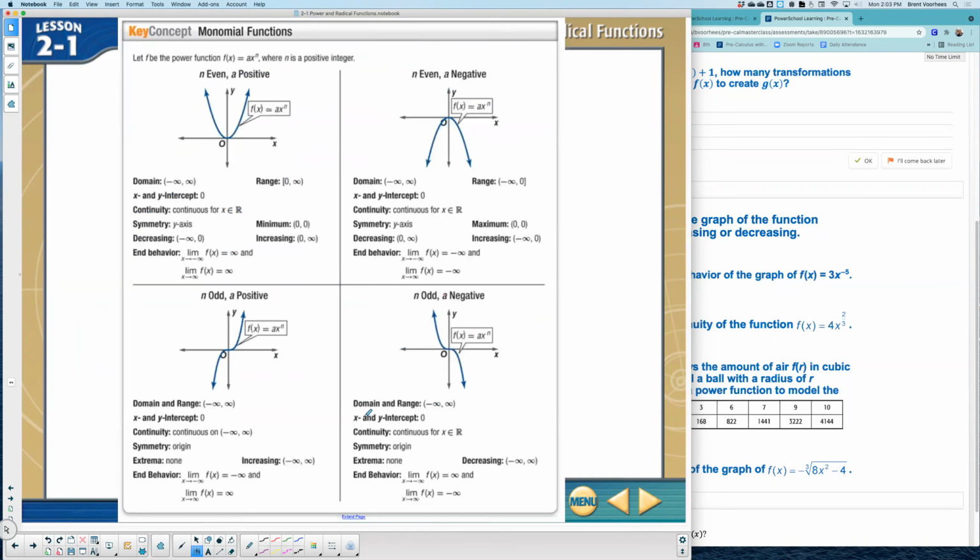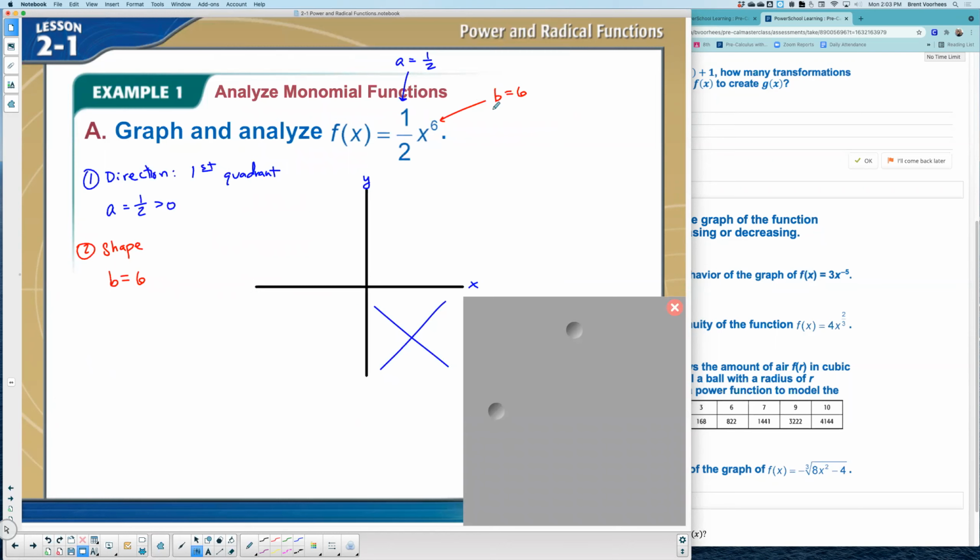So now when I look at this problem, my B value is 6. And I'm going to ask you the question, is 6 greater than 1? Is 6 equal to 1? Is 6 negative? Or is 6 in between 0 and 1? It's greater than 1, which means it's going to curve towards the y-axis. What I want you to do is, if it's a power function, as long as it's not a negative power, we're going to start at the origin, and this value should curve towards the y-axis like that.